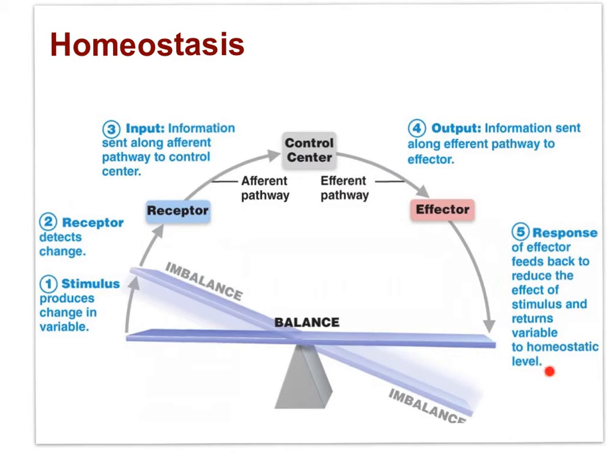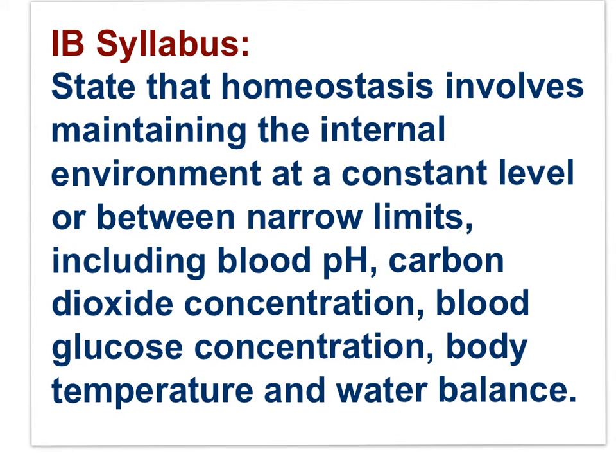You jump and flip on the lights. The response of the effectors, your muscles and glands, has allowed you to see a cat behind the door. The system returns to balance, homeostasis. Many aspects of physiology, the functioning of the body, are maintained in a homeostatic condition by negative feedback. Homeostasis involves maintaining the internal environment at a constant level or between narrow limits, and that includes blood pH, carbon dioxide concentration in the blood, glucose concentration, body temperature, and water balance.